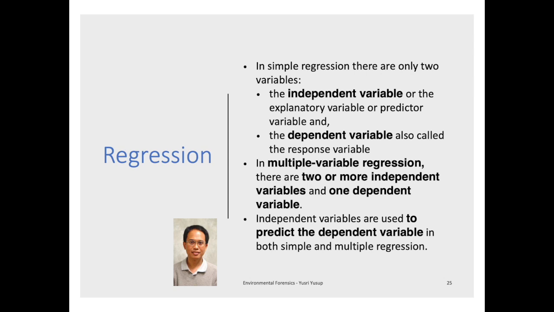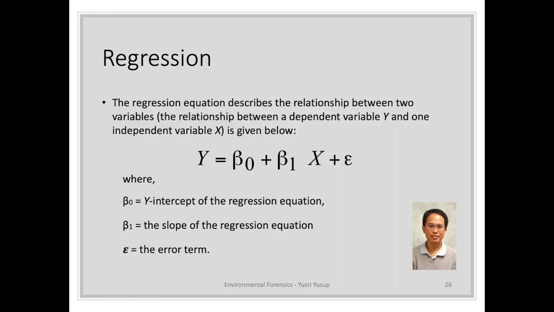But in multiple variable regression analysis, there are two or more independent variables on the x-axis, but only one dependent variable. The independent variables are used to predict the dependent variable in both simple and multiple regression. This is the regression model equation that can be developed after running the regression analysis.